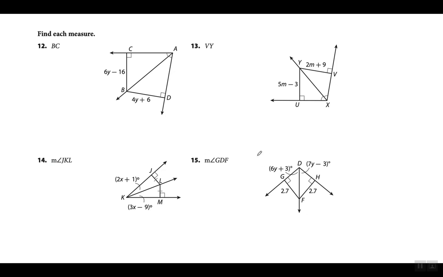And last one, number 15, the measure of angle GDF is what we got to find. So again, if you look here, the distance from F to G is 2.7, and the distance from F to H is also 2.7. That means that this is the angle bisector, so these two angles got to equal each other.